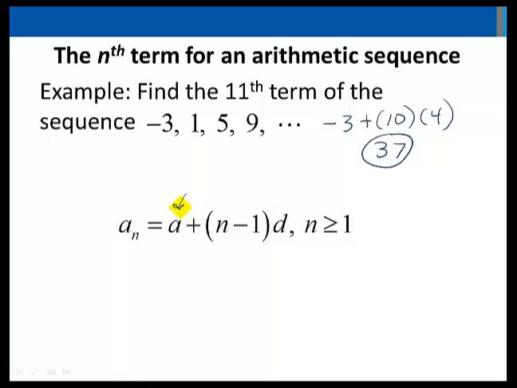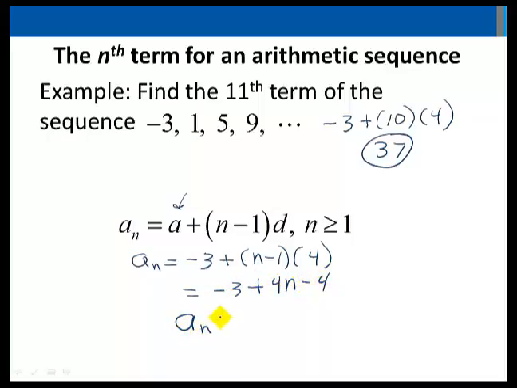So if I want to use this formula for the sequence that we have here and find a formula for the nth term, I'll plug in -3 for my first term plus n minus 1 times 4 for the common difference. And so I will have a sub n equals -3 plus 4n minus 4, or a sub n equals 4n minus 7. And you will see that if we plugged in 11 for n here, we would get 37.